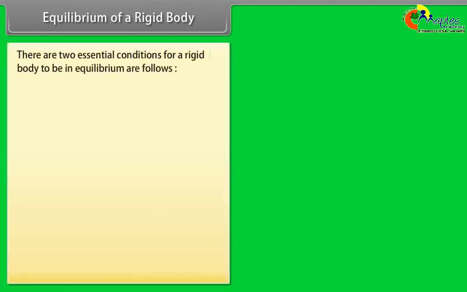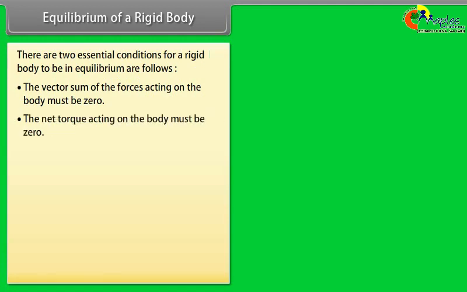Equilibrium of a rigid body. There are two essential conditions for a rigid body to be in equilibrium as follows. The vector sum of the forces acting on the body must be 0. The net torque acting on the body must be 0.